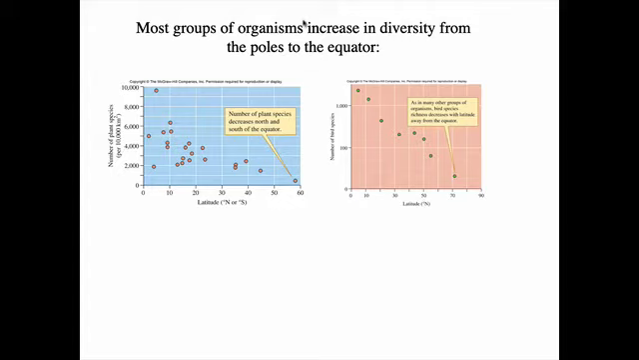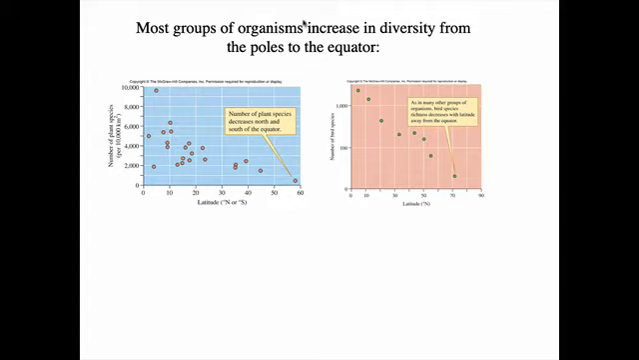Here's bird species richness, and here you have over 1,000 species, and this is a log scale. So this isn't just a little over 1,000. This is almost 5,000. And down here, this is about 50. So the further you get from the equator, the fewer species there are.